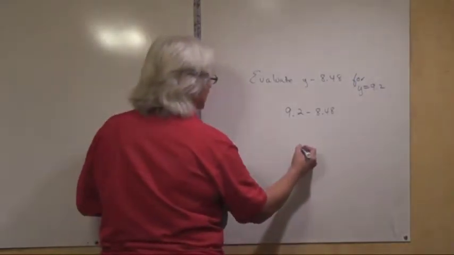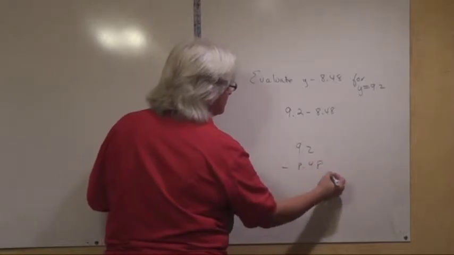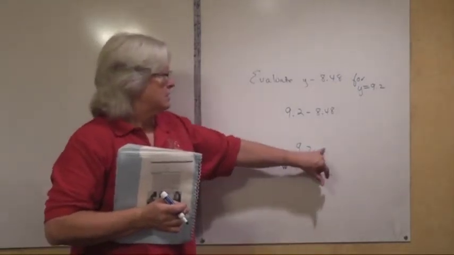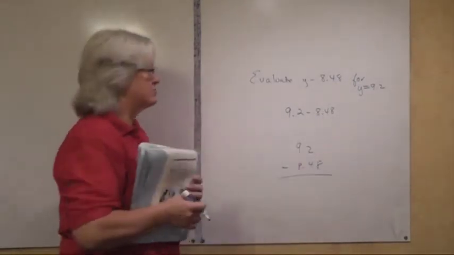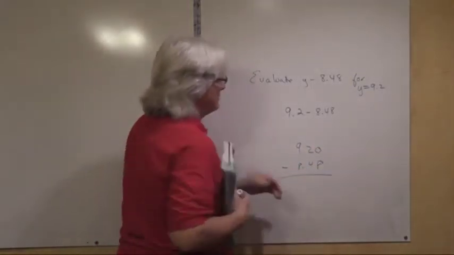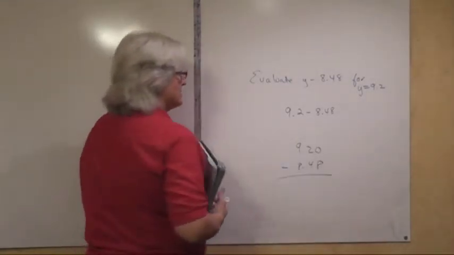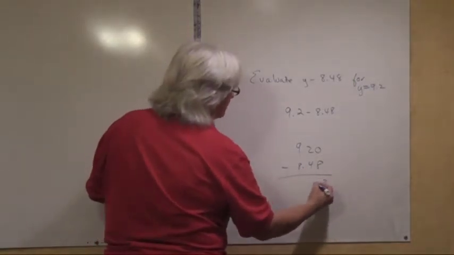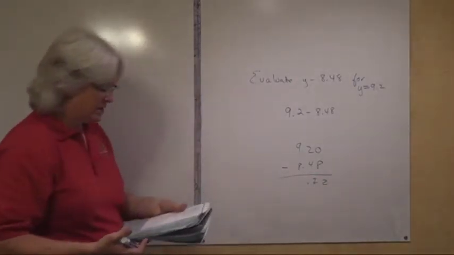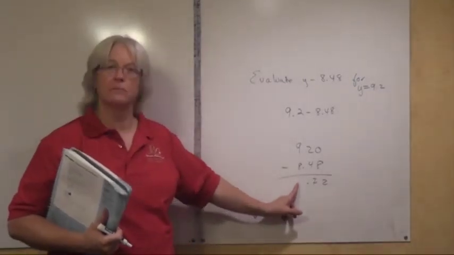Put this in vertical subtraction, 9.2 minus 8.48. Once again, we've lined up the decimal points. Might make it a little bit awkward to subtract, so you can annex a 0 here to show us that we don't have any value in the hundredths place. 10 minus 8 is 2. 11 minus 4 is 7. And what you have right there is 0.72.